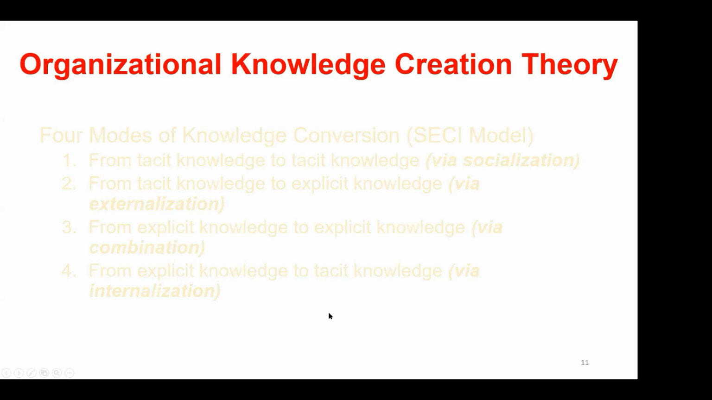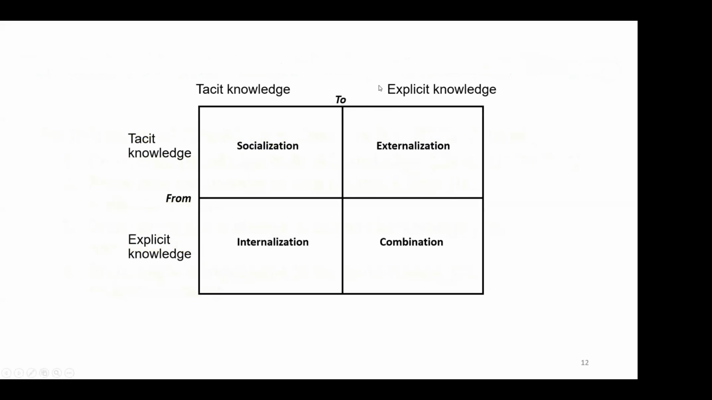Okay. And then we can see it in terms of the matrix that we see now. Tacit to tacit is socialization. Explicit to tacit is where we internalize. Tacit to explicit is externalization. Explicit to explicit is combination. So these are just to show you the visualization of that.